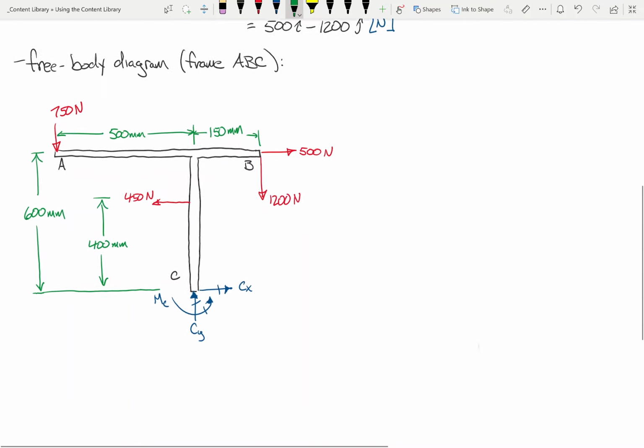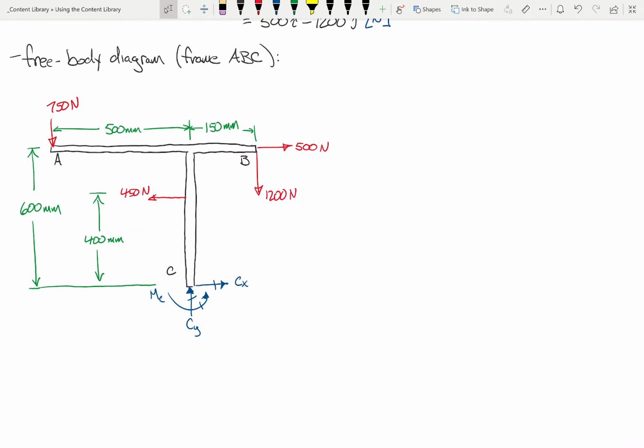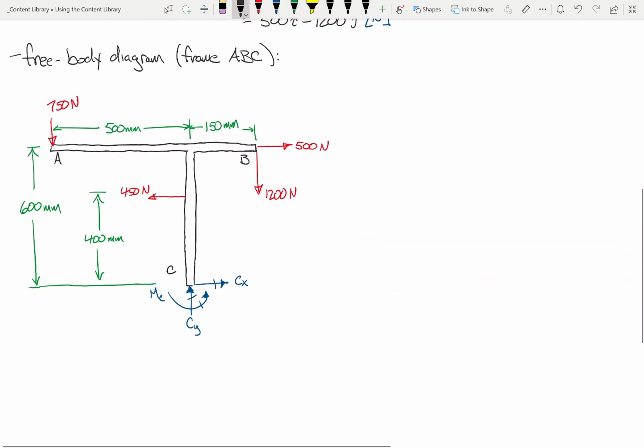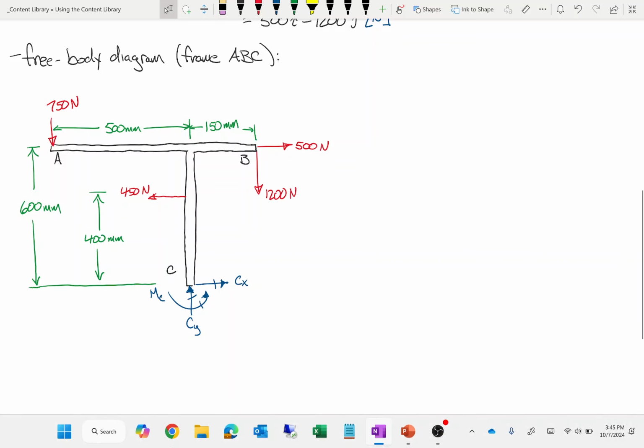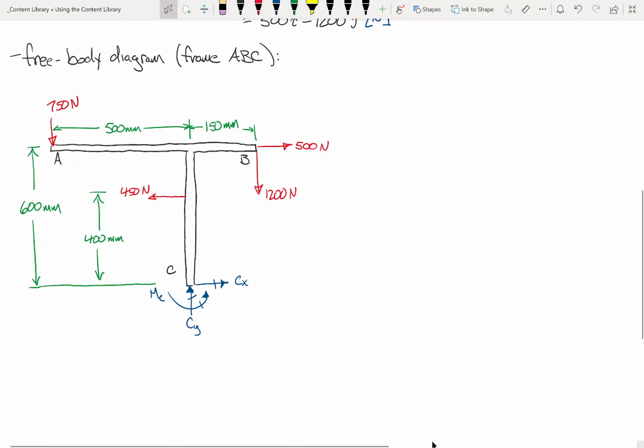Okay. So like I said, now we're going to apply our equations of equilibrium. I'll say a couple things. It doesn't really matter what order we go in because all of our unknowns are located right here at point C. And also we'll be able to get values from every equation of equilibrium.